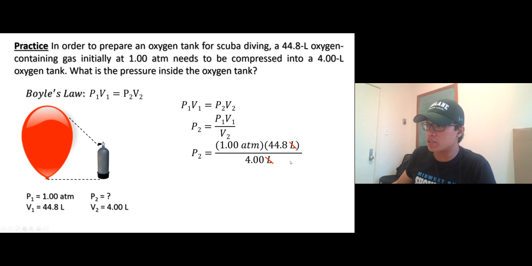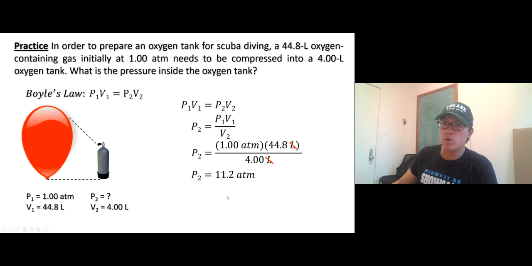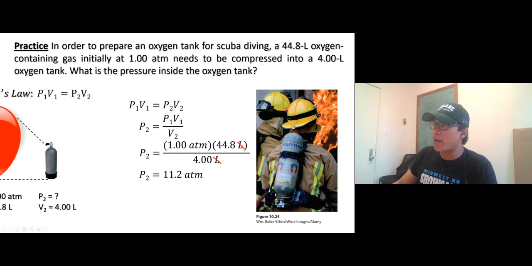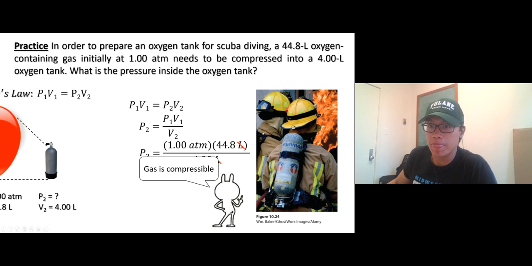All right. The pressure goes up from 1 ATM to 11.2 ATM, and that's a real application. So the pressure inside, let's say the oxygen gas or whatever gas, nitrogen gas, whatever, is really, really high. So they can keep a lot of gas in here. So gas is compressible. Okay.